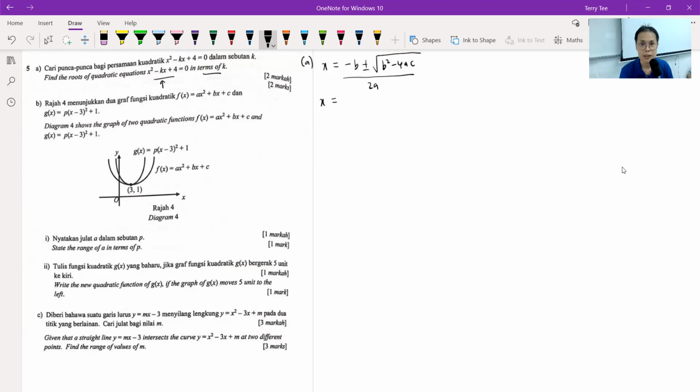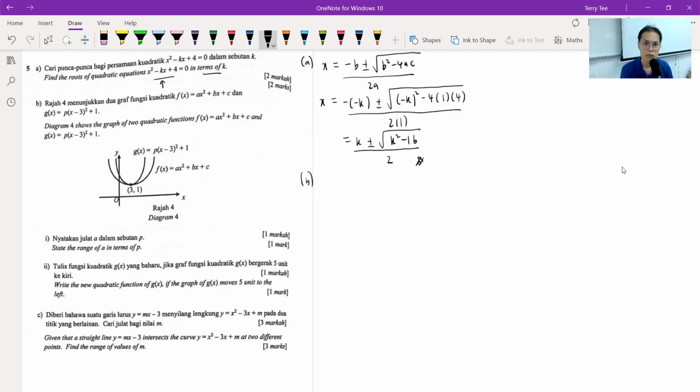My b is now negative k, plus minus square root of negative k squared, with your a as 1, your c as 4, divided by 2a, where your a is 1. So this is k plus minus square root of k squared minus 16, over 2. All right, so I've got the value of the roots in terms of k. It's not difficult, just use the formula only. Okay, second part, B.